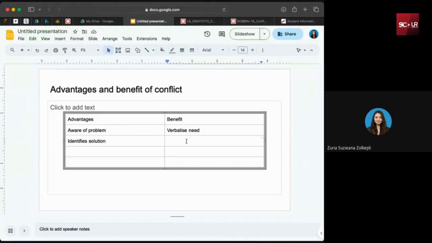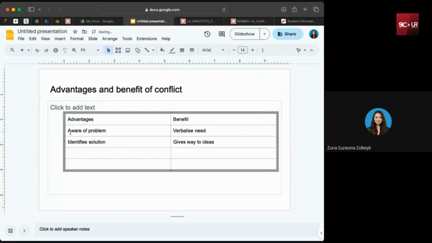So what are the benefits? It actually gives way to all the ideas. In the workplace, there will be a lot of ideas. People will give their ideas because we are looking for solutions, right? So you tell me what you think about it. You tell me what your idea is, how to move forward, and so on.